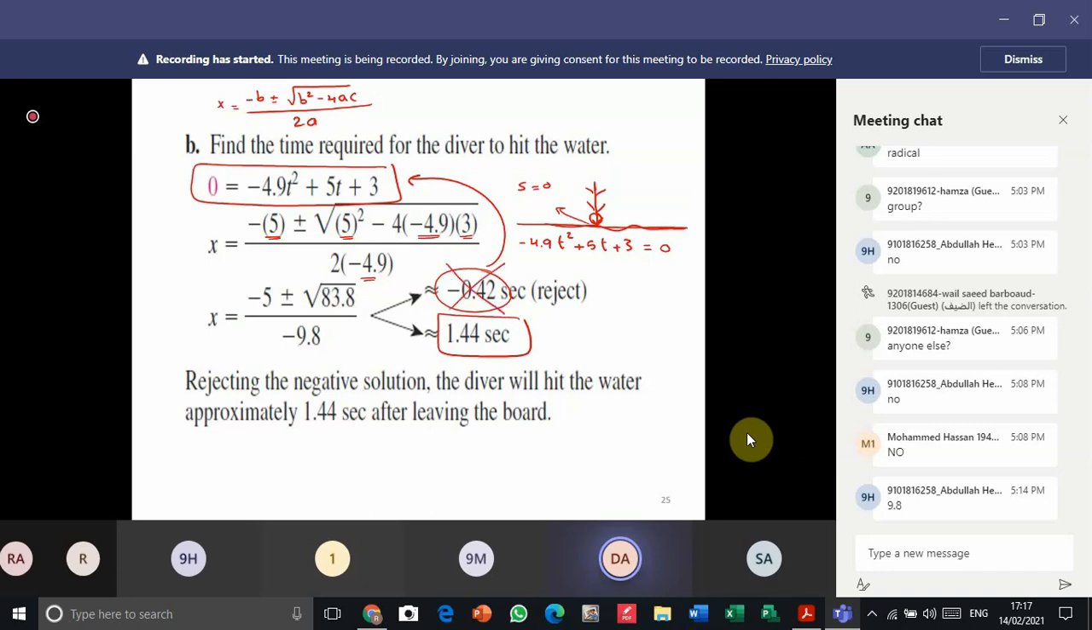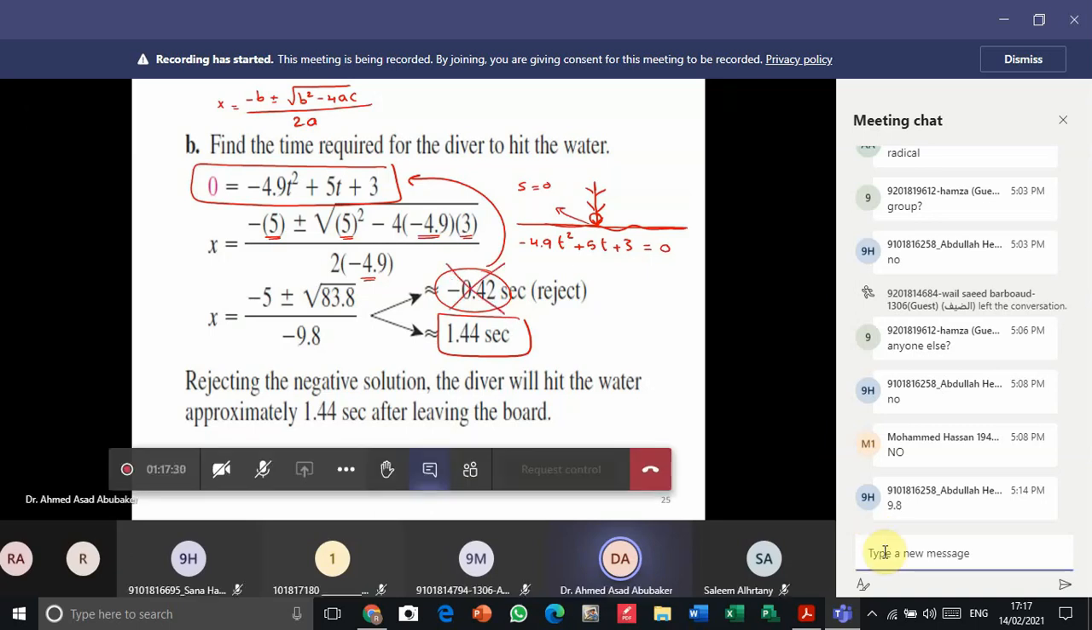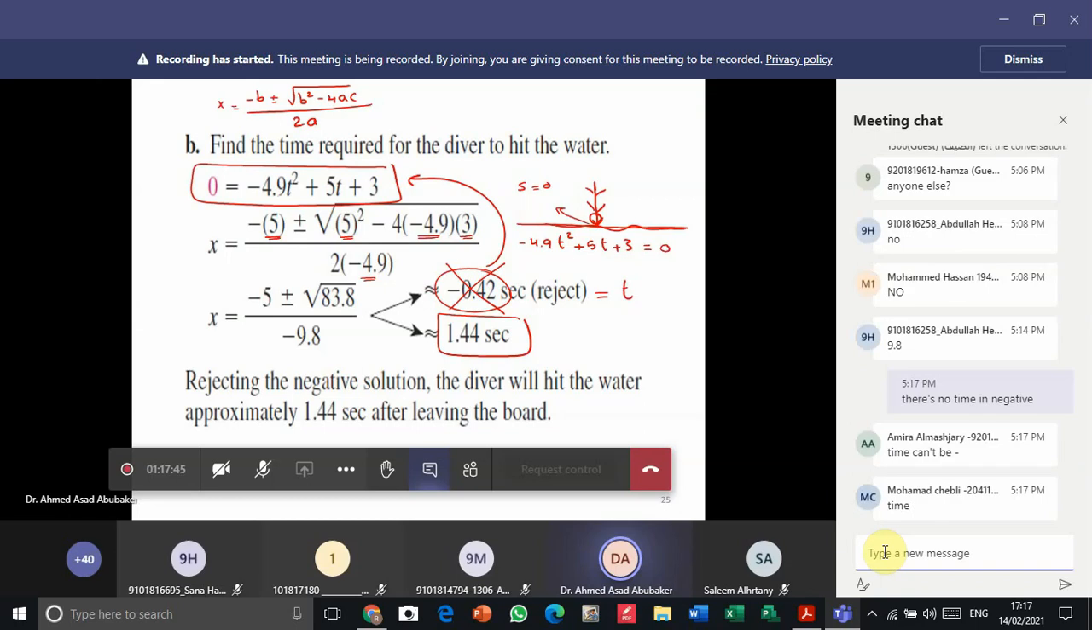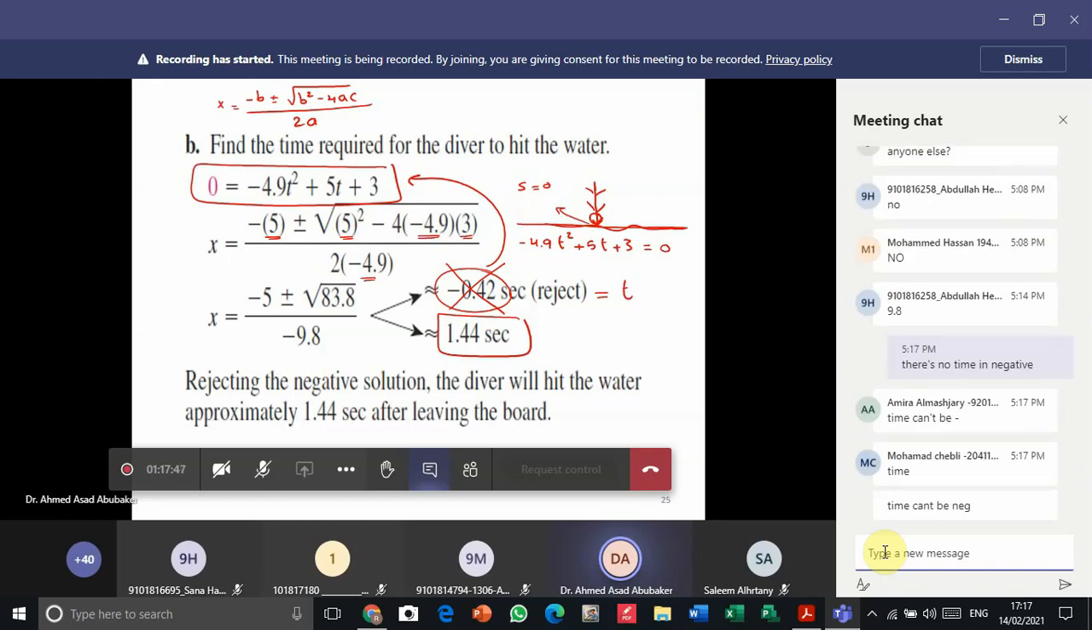But the negative solution must be removed. Why? Why remove the negative? Because this is time. Yeah, time cannot be negative. Good.